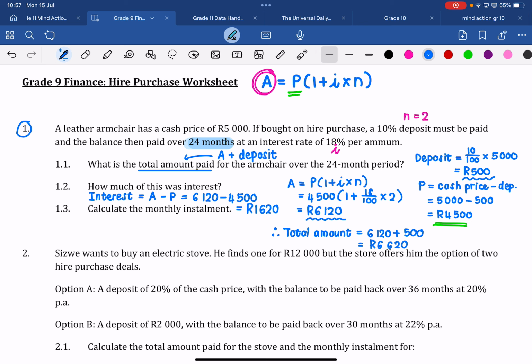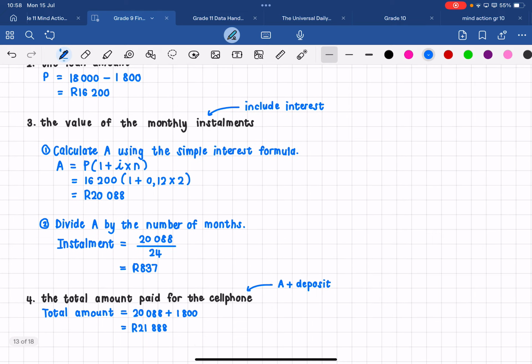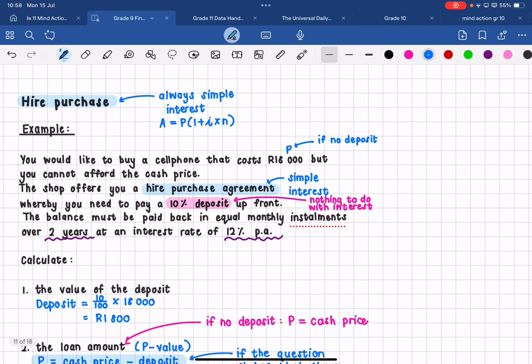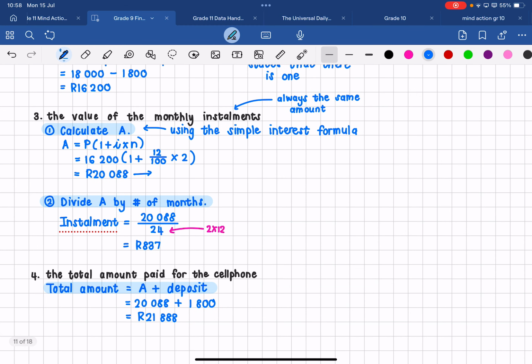Okay, Holly, I'll go back just now. I just quickly want to do 1.3 with you guys. In 1.3, they now asked for the monthly installment. Now, hopefully, in the previous note, you wrote down how to find the monthly installment. How do we get that? Sorry, that's the wrong one. Here. Monthly installment.